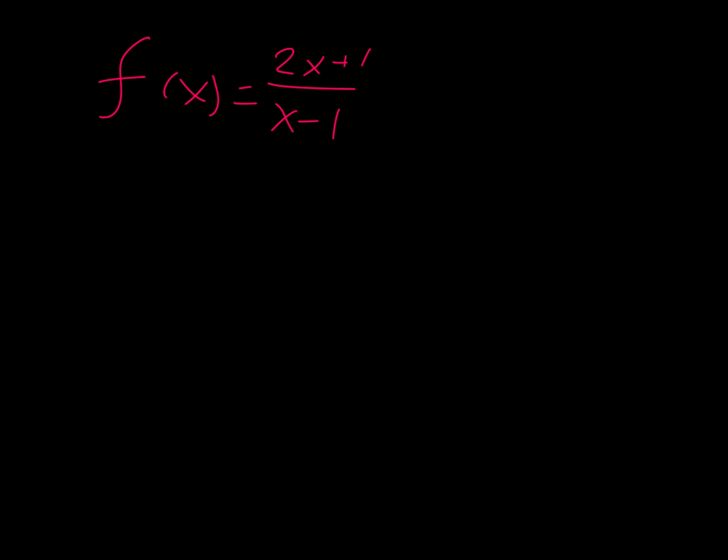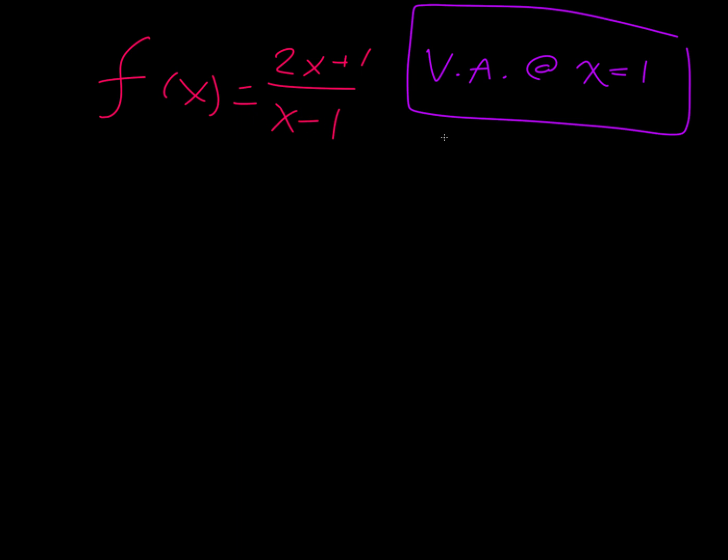Okay, so they just tell us there's only a vertical one, so we only need to find that one. So division by 0 happens when x equals 1. So we have a vertical asymptote at x equals 1. Once again, it's just whatever creates division by 0.